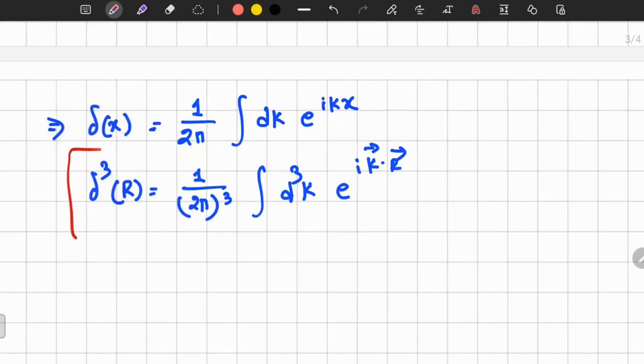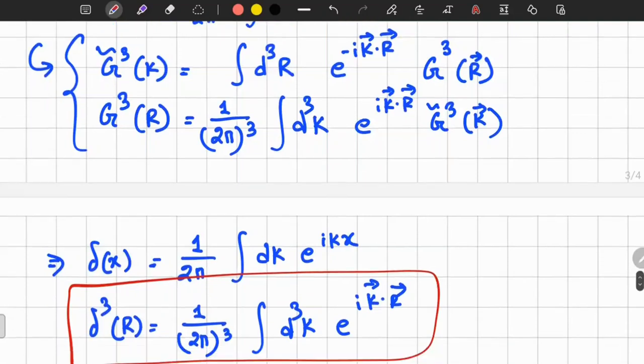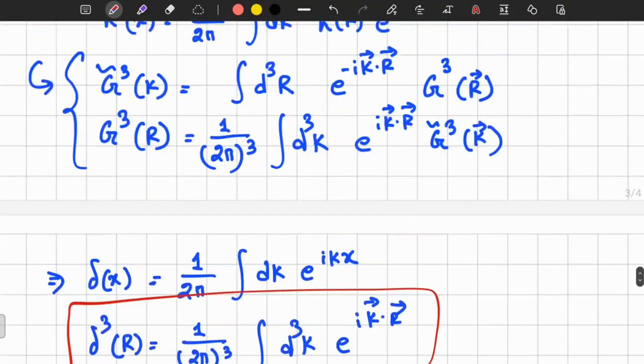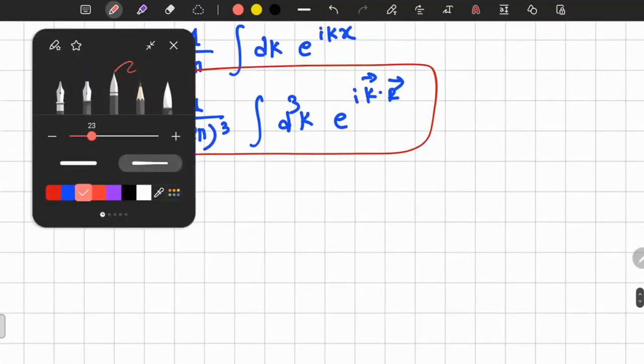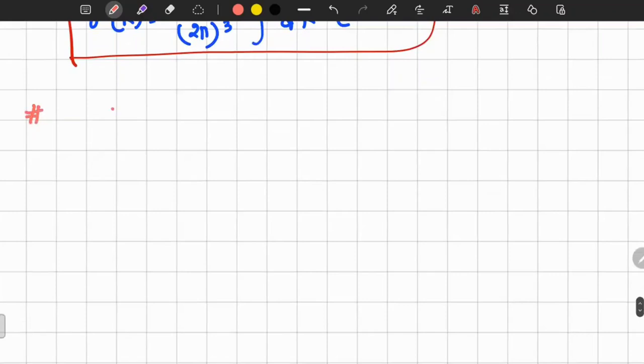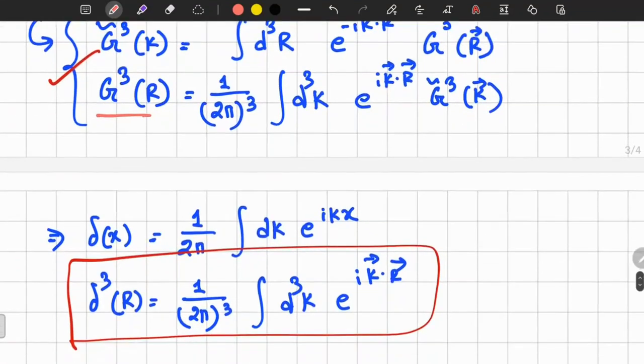Okay, and this is the Green function. So now from here, we can write that del r square G(r) will be, G(r) is this, right? This is the G(r). If we operate the del r square operator, then this del r square operator operates only on this term, because this is a function of k.